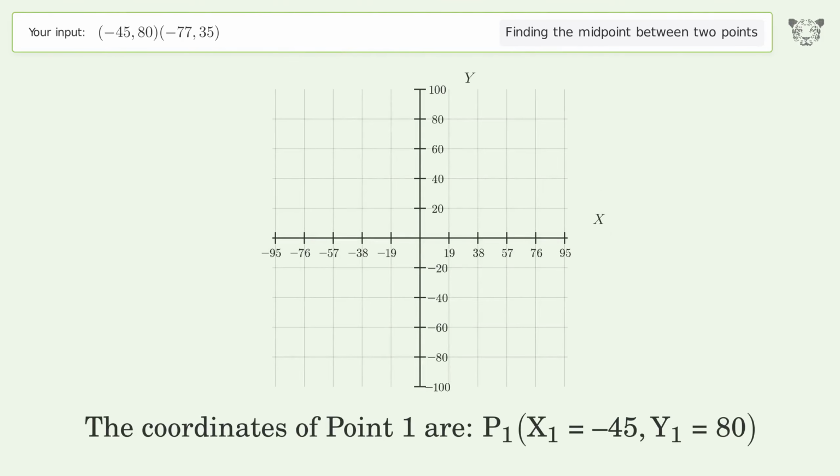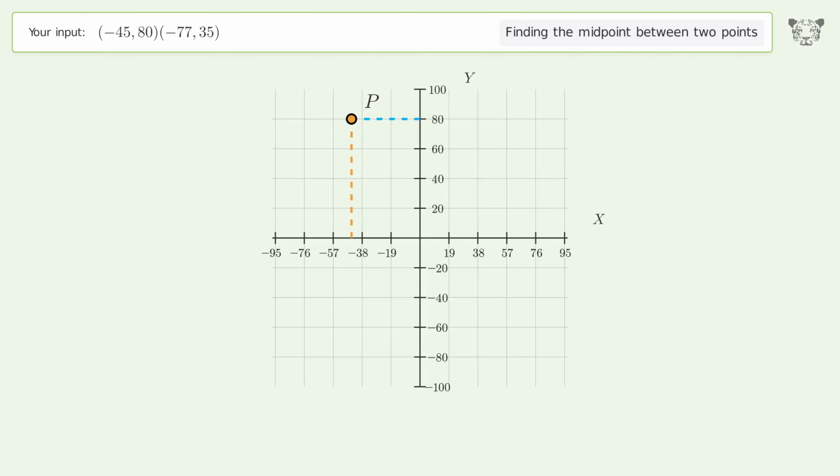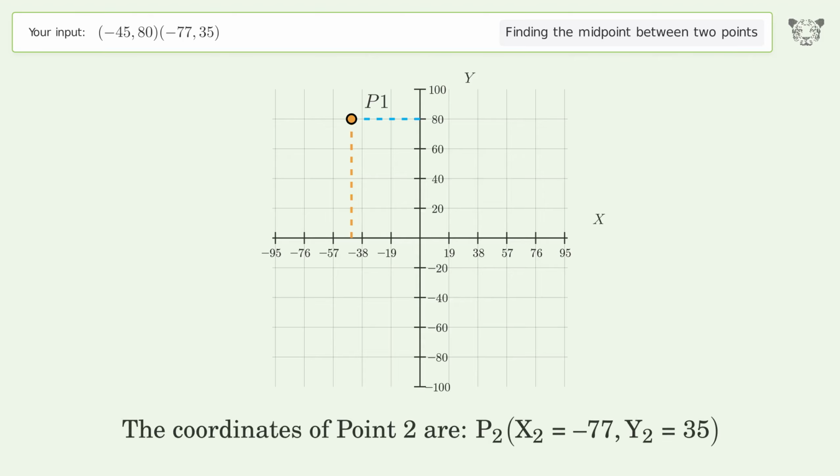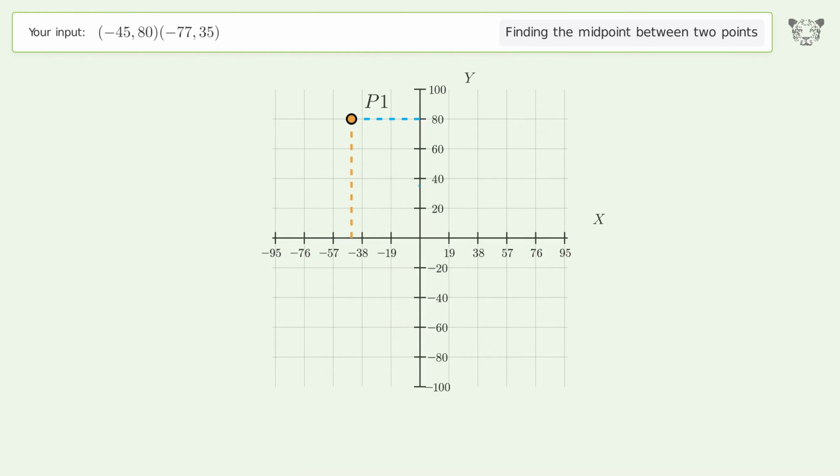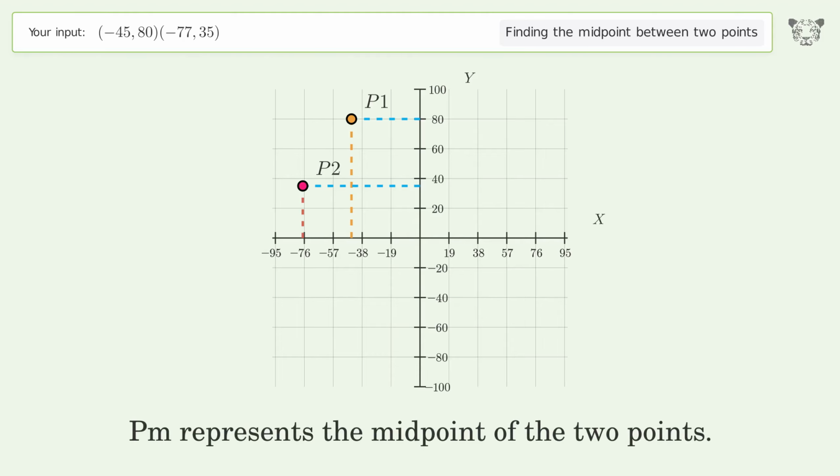The coordinates of point 1 are, x1 equals negative 45, y1 equals 80. The coordinates of point 2 are, x2 equals negative 77, y2 equals 35. PM represents the midpoint of the 2 points.